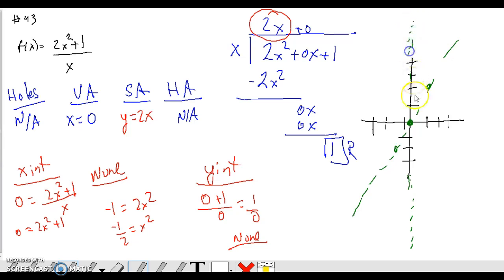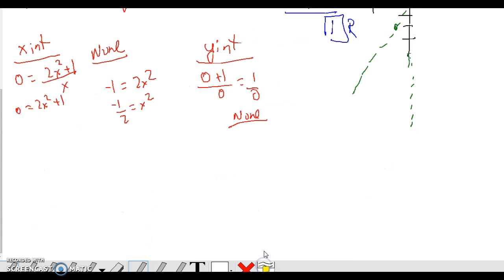Okay, so you do want to pick some numbers to the left and to the right of your vertical asymptote. So let's go ahead, and since we don't have an x-intercept, let me just see if I can expand this a little bit. Okay, so let's plug in f of 1.